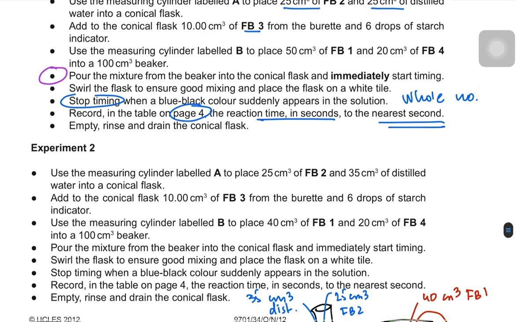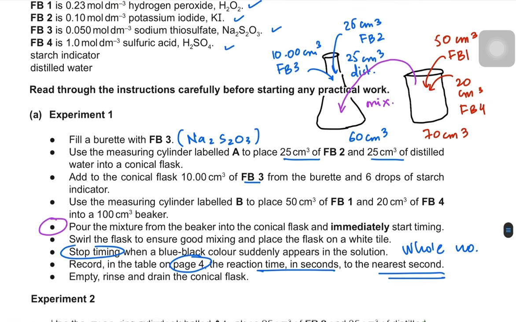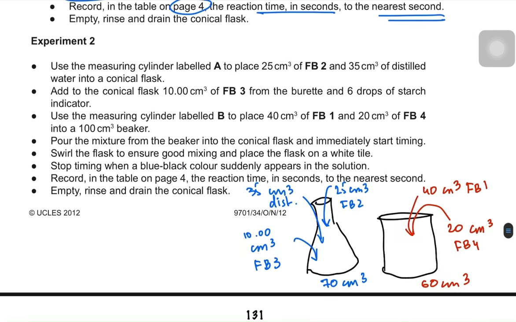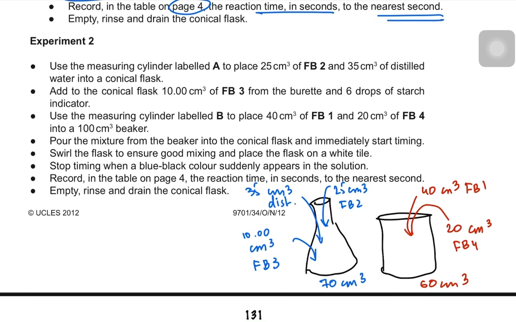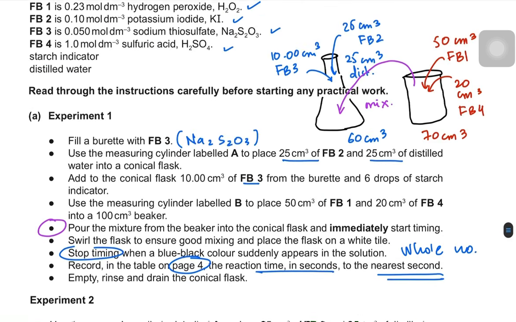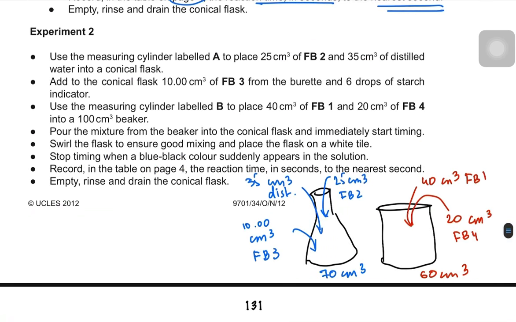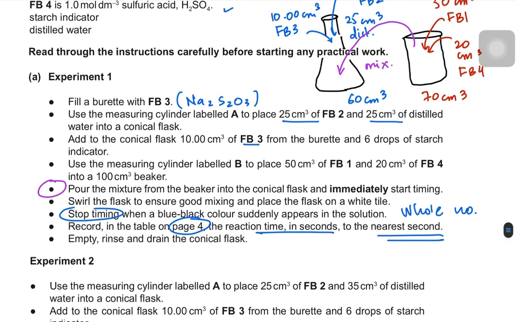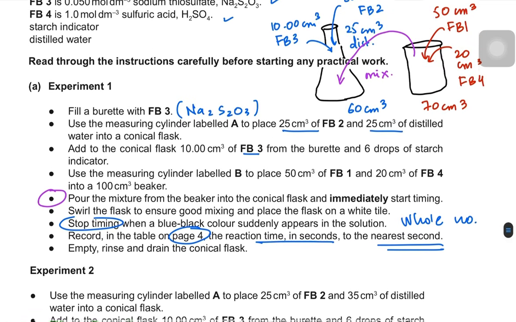If you compare it from experiment 1, you can realize that last time the conical flask was at 60 cm³, but this time it's 70 cm³. Last time the beaker was at 70 cm³ and this time it's at 60 cm³. You can see that, right? The beaker had more volume, but now it has less. But one thing is constant. Now what is that one thing?